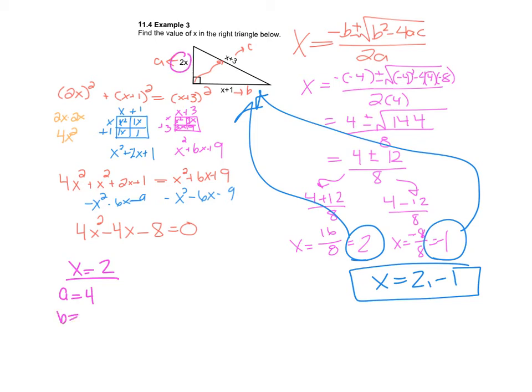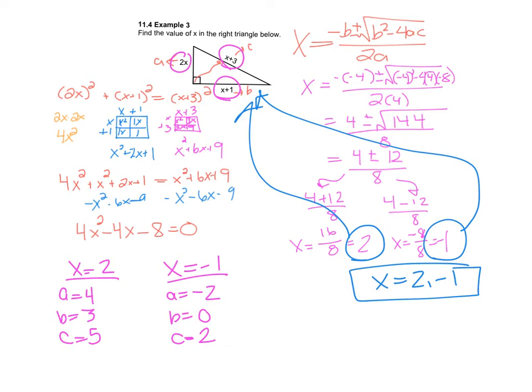B is equal to x plus 1, or 2 plus 1, which is 3. And C is equal to x plus 3, or 2 plus 3, which is 5. On the other hand, if x is equal to negative 1, A would equal negative 1 times 2, which is negative 2. B side length would be negative 1 plus 1, which is 0. And C would be negative 1 plus 3, which is 2.